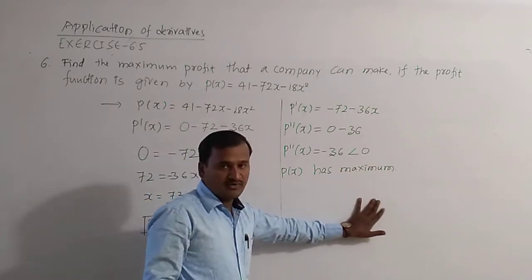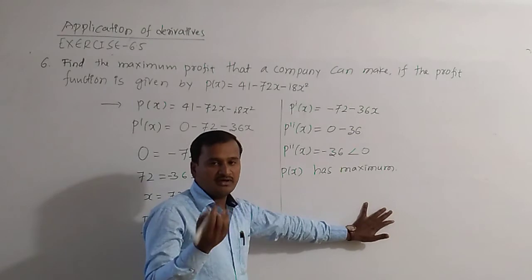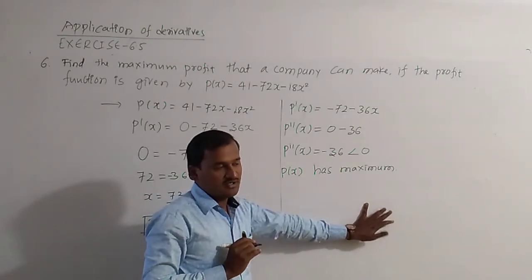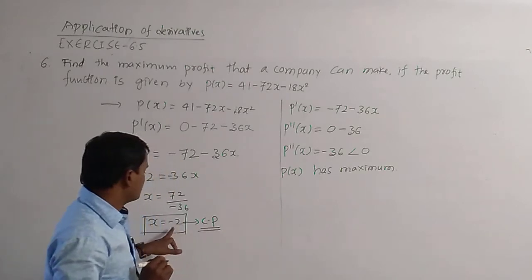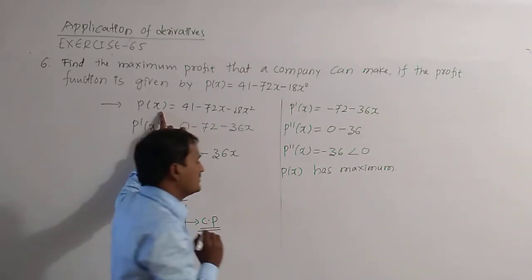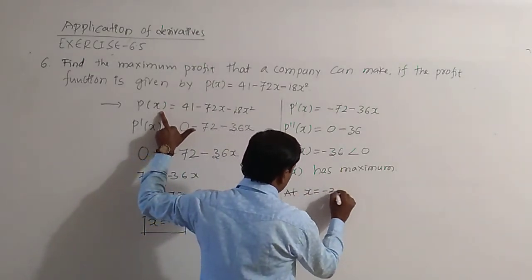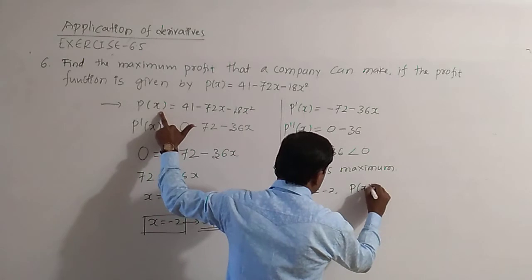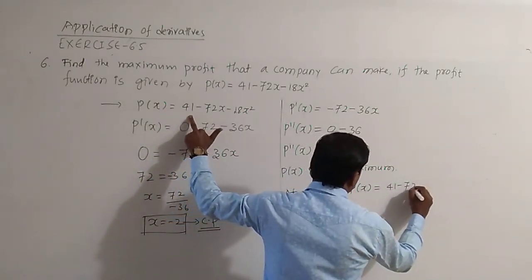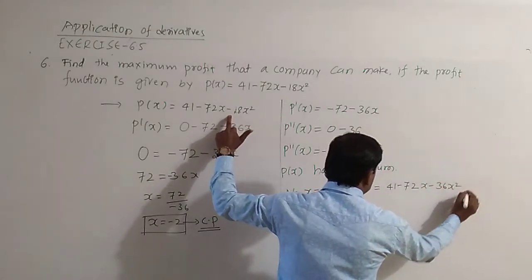So now we should find the maximum value, or the profit of that company. So that should be the maximum. For that we should substitute this critical point in the given profit function. So here I will take x equal to minus 2. P of x is 41 minus 72x minus 36x square.